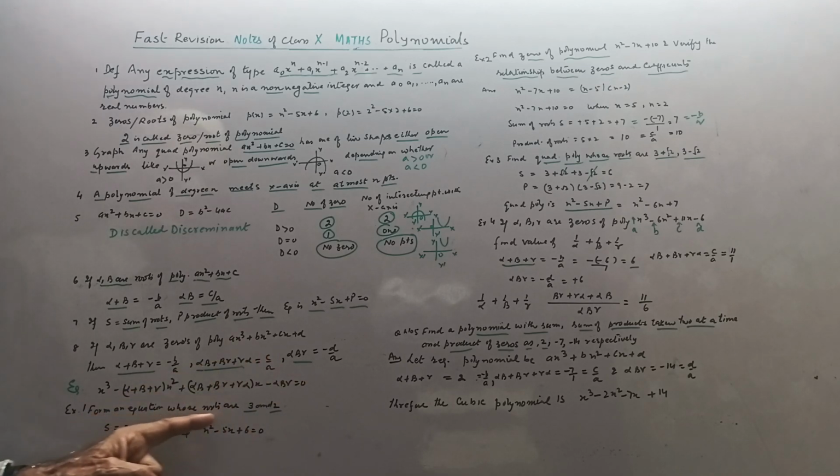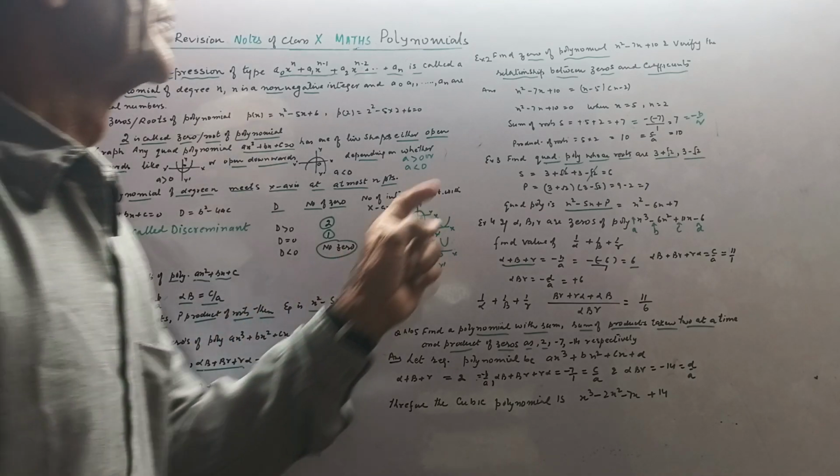Form an equation whose roots are 3 and 2. Now sum of the root 5, product of the root 6. Equation is x square minus 5x plus 6 equal to 0.